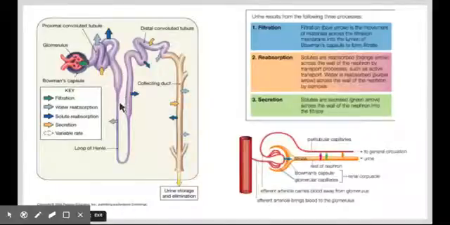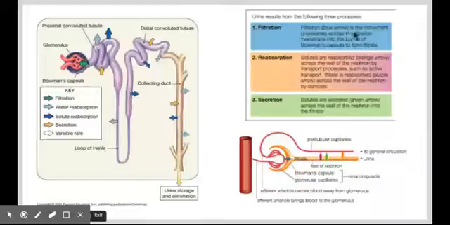As we move into the descending loop of Henle, we have water reabsorption take place, and in the ascending loop of Henle, we have solute reabsorption taking place. Moving into the distal convoluted tubule, we again have water and solute reabsorption, as well as secretion taking place, and then into the collecting duct, which then carries the urine away for elimination. We have more secretion, as well as the last minute solute and water reabsorption taking place. Okay, so we'll be looking at these substances in a little bit more detail as we move on.